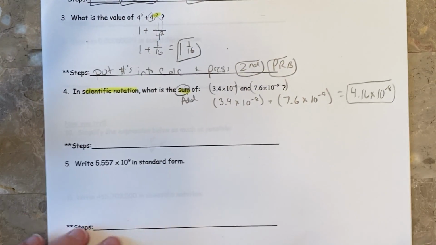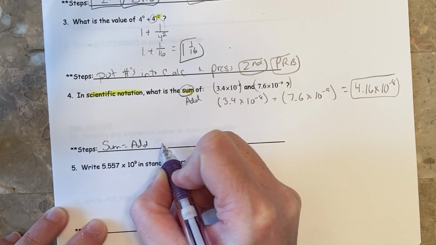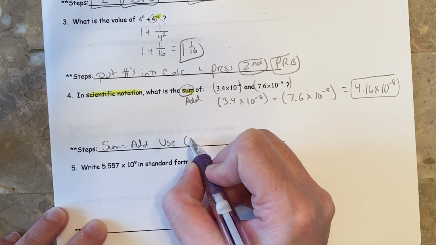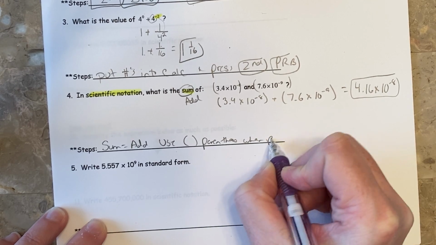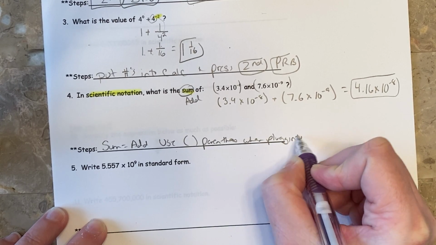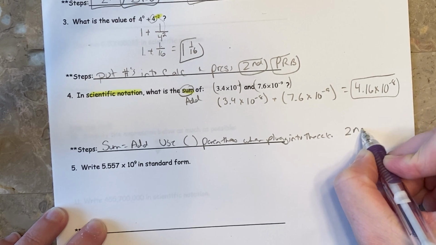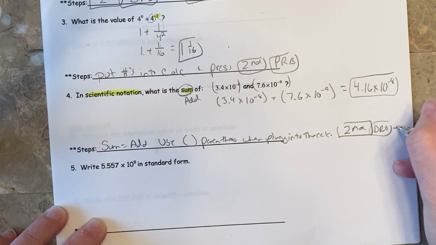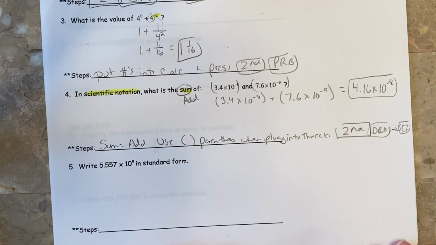Okay, so let's write our notes. So first of all, we have to know that sum means to add. We have to make sure that we use the parentheses when plugging into the calculator. And then remember that second DRG, and move over to SCI. And SCI will get you your scientific number.